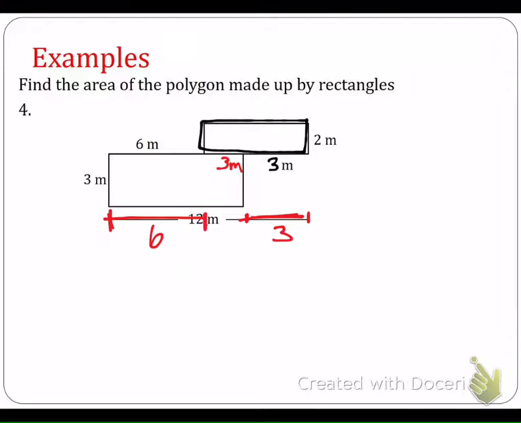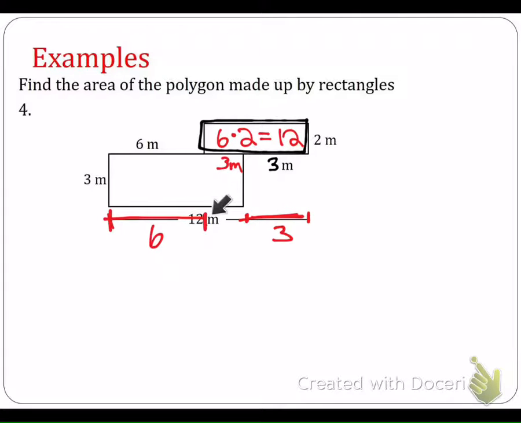Okay? So going this way, 3 and 3 is how long? 6. So I will do 6 times 2 to get this area. What would that be? 12. Good.